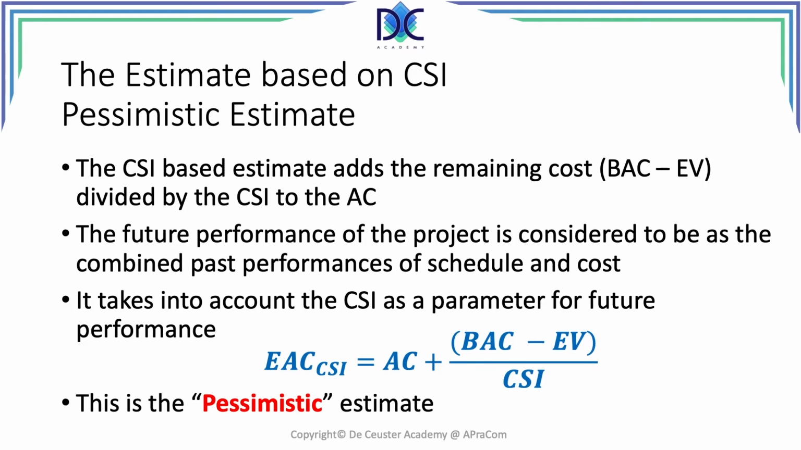The final estimate is based on the CSI, and we also call it the pessimistic estimate. Now we estimate that the future performance of the project is considered to be the combined past performance of schedule and cost, hence the CSI. So the estimate at completion with CSI is equal to the actual cost plus the budget at completion minus the earned value divided by the CSI. This is the pessimistic estimate of the project.